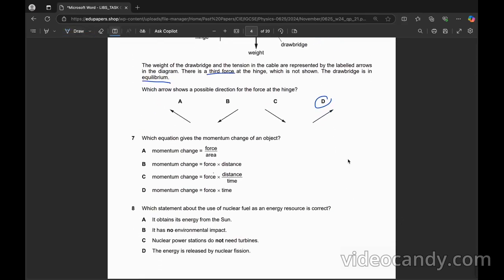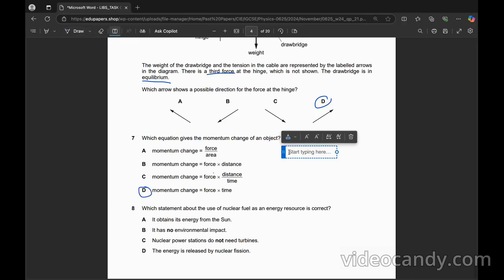Number 7, which equation gives you the momentum change of an object? So I hope you remember the equation. Momentum change is just force into time, and you can actually prove this, right?